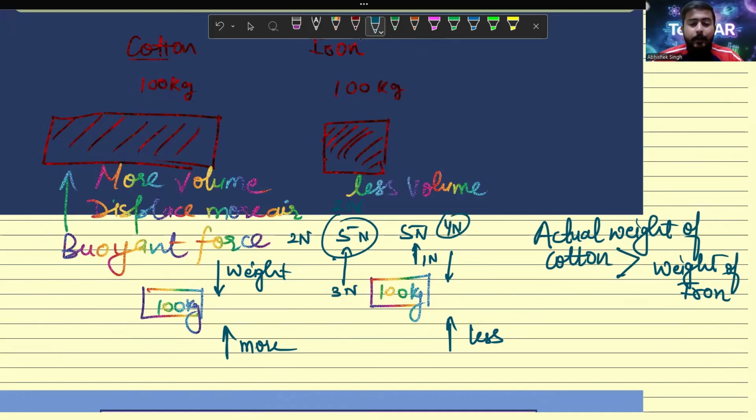Are they equal? No. To make them equal, this should be more, at least 7 Newton, so that the effective weight could be the same. If this were 7 Newton, you could say that both are equal on the weighing machine. So cotton is actually experiencing more buoyant force and iron less. That is why the actual weight of cotton would be more, because it is experiencing more opposite force. To counter that opposite force, it should be more in weight.